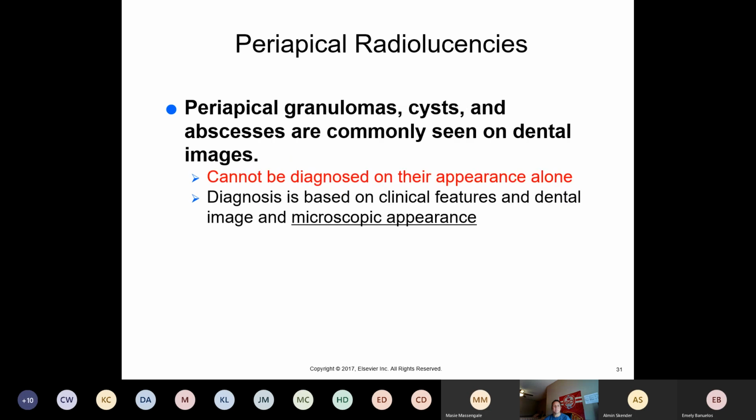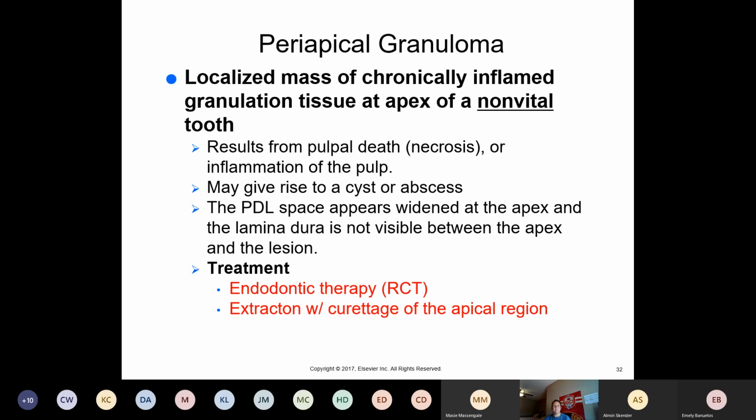Like I said, periapical granulomas, cysts, and abscesses are commonly seen. They cannot be diagnosed by their appearance alone. The diagnosis would be based on clinical features, probably a history from your patient, and microscopic appearance. So a granuloma is a localized mass of chronically inflamed granulation tissue seen at the apex of a non-vital tooth. So this patient's not going to have pain because their tooth is not vital. It results from pulpal death, where the nerve is slowly dying within the tooth, or inflammation of the pulp. It can give rise to the cyst or abscess.